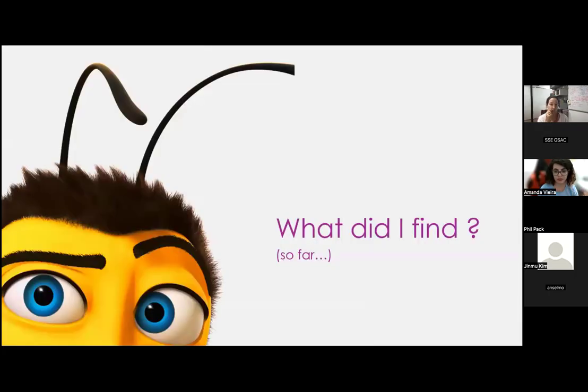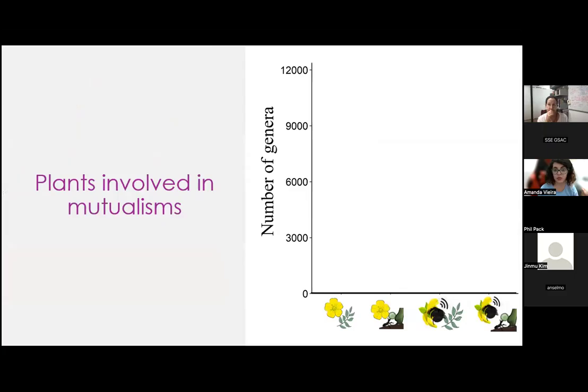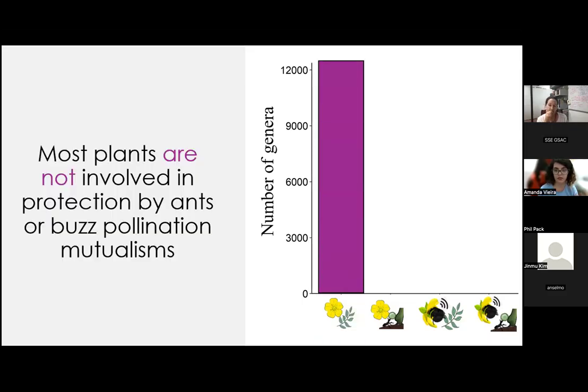So what did I find so far? So we have plants, the first part, plants that are not buzz-pollinated and do not have extrafloral nectaries, plants that are not buzz-pollinated but with extrafloral nectaries, so plants interacting with ants, buzz-pollinated plants but without extrafloral nectaries, and buzz-pollinated plants with extrafloral nectaries. And in the y-axis, we have the number of plant genera. So basically what I found is that most plants are not involved in protection mutualisms by ants or buzz-pollination mutualisms.